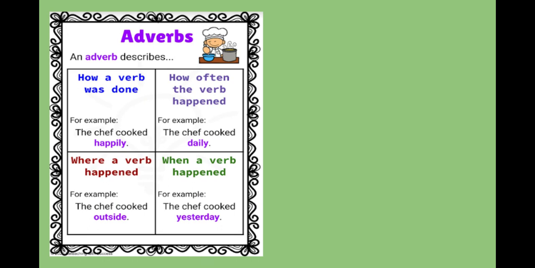Adverbs are used to describe how a verb was done. And remember, a verb is an action word. It can tell how often the verb happened, where the verb happened, or when a verb happened. For example, how a verb was done: the chef cooked happily. How did the chef cook? Cooked happily. In the sentence, the chef cooked daily, how often did the chef cook? Remember, cooked was the verb, and she cooked daily. Where it happened: the chef cooked outside. Where did the chef cook? Cooked outside. And the chef cooked yesterday, cooked being the verb. When did he cook? Yesterday.